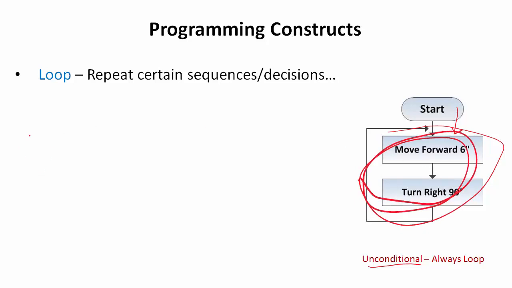So let's go over here and see what our robot would do. Okay, so here's our little robot again. We'll go with the red robot. And it is going to do this. It starts off and it says move forward 6 inches. Okay, so let's say that's 6 inches. Turn right.